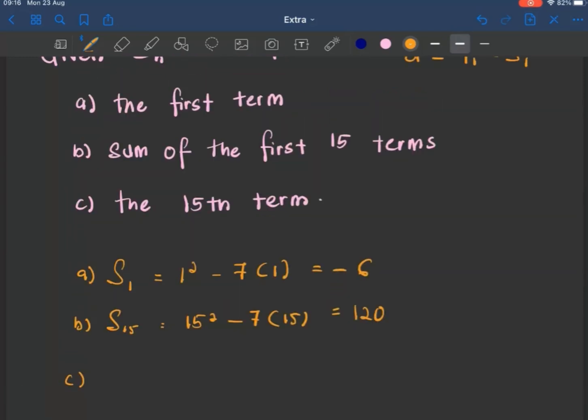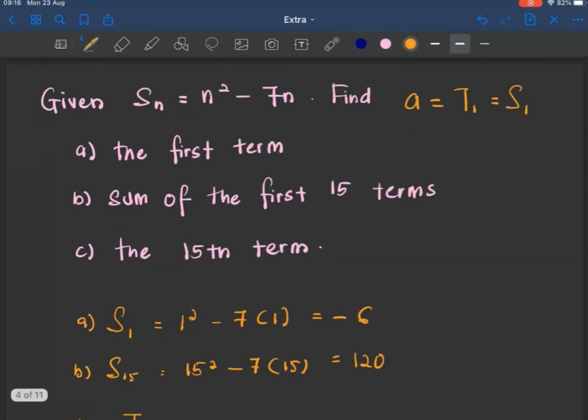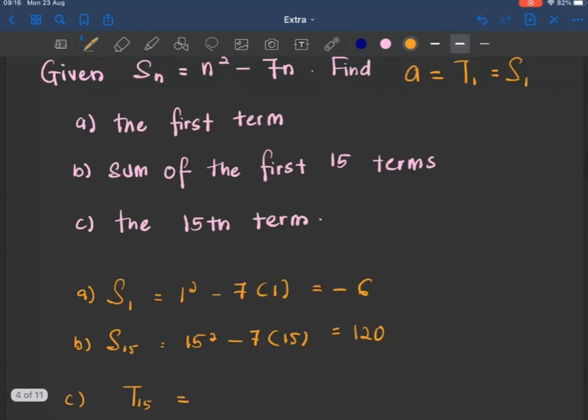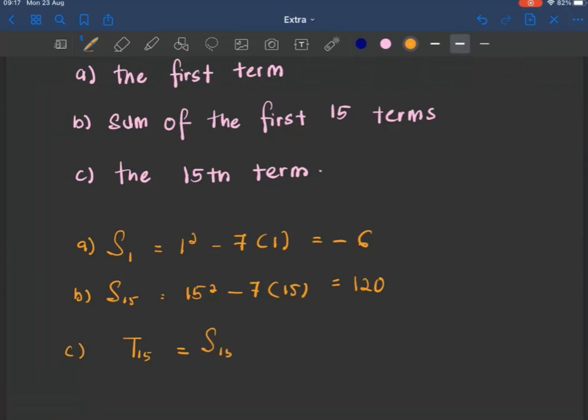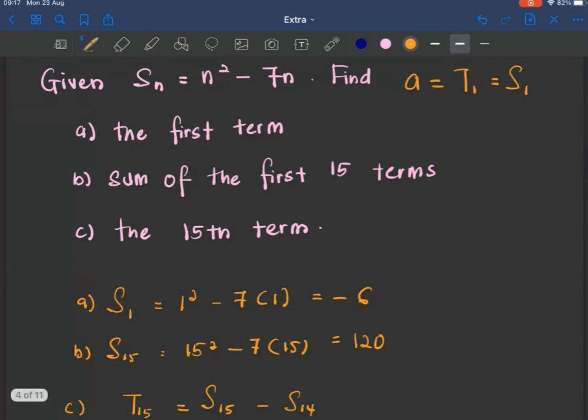For C, the question asks for the 15th term. Macam mana nak cari? Kita nak cari T15. Adakah kita nak kena guna formula ni, A plus N minus 1D? Tak. Tak, okay. So apa yang cara paling mudah untuk kita cari T15 untuk soalan ni? S15 minus S14. Yes, S15 minus S14. Tak perlu guna formula susah-susah cari A, cari D, jangan susahkan kerja kita. And sometimes working tu tak diterima. Kalau soalan tu cakap hence, working tu memang tak akan diterima.